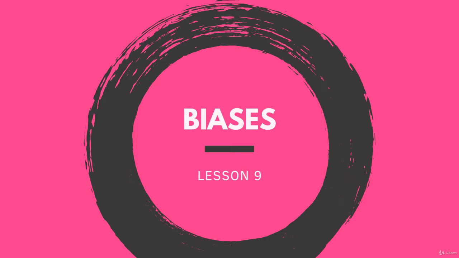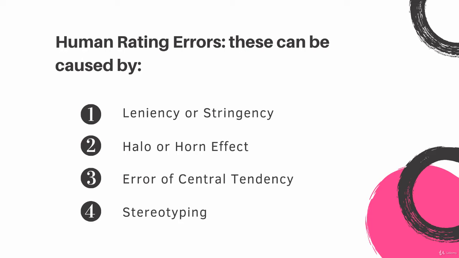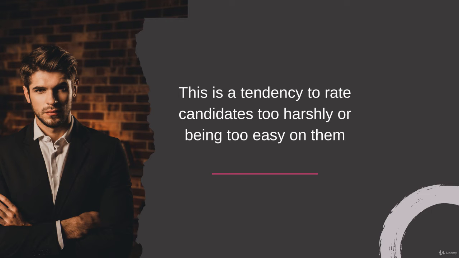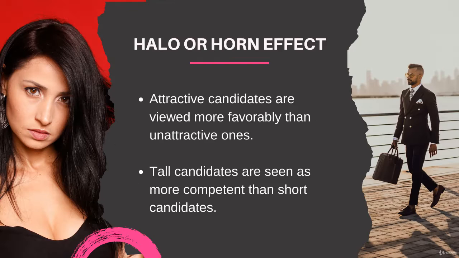Biases. There are also biases that you should consider, also called human rating errors. These can be caused by leniency or stringency. This is a tendency to rate candidates too harshly, so that none of them meet your exacting criteria, or being too easy on them, so that all of them pass with flying colors.